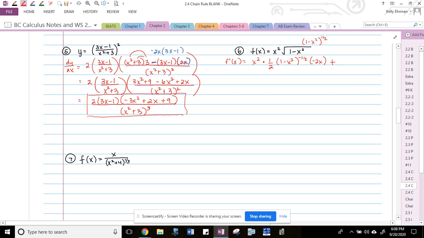I think since this is in exponent form, I'm going to go ahead and write this as 1 minus x squared to the 1/2, because we're probably going to be factoring this, times the derivative of x squared, which is 2x.